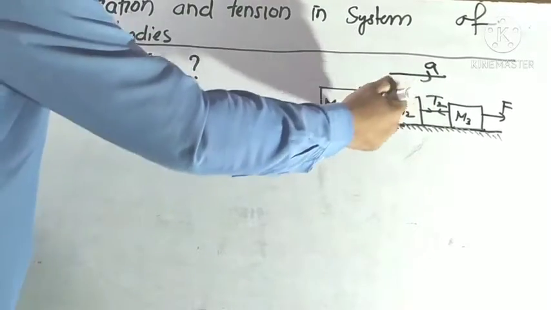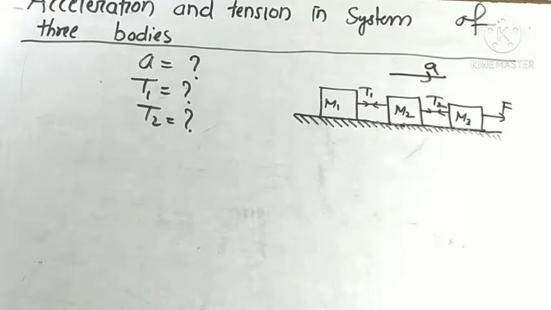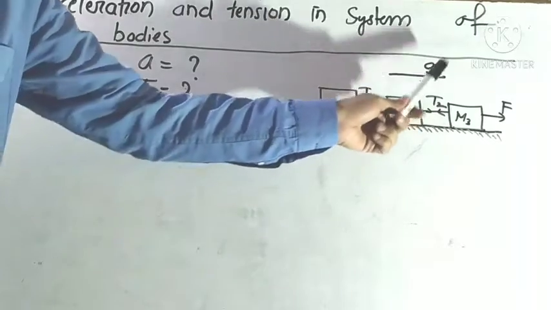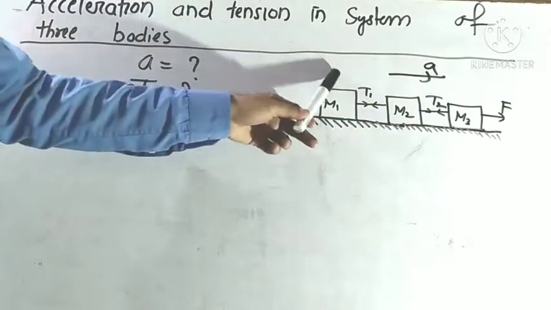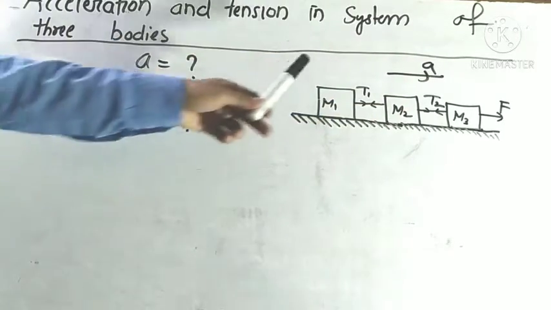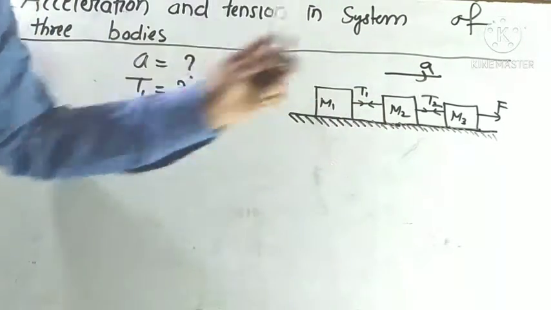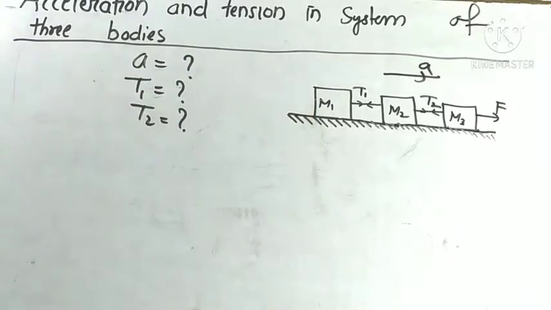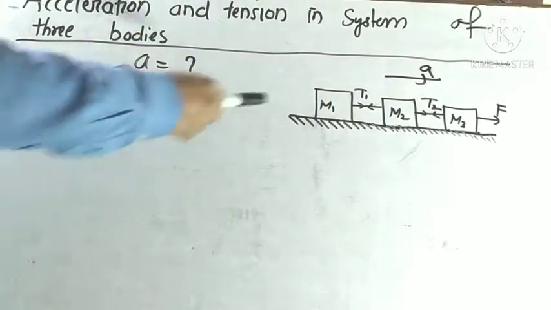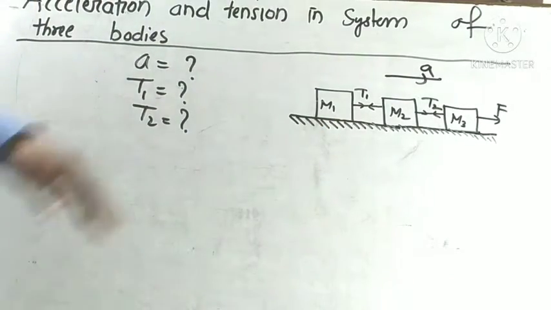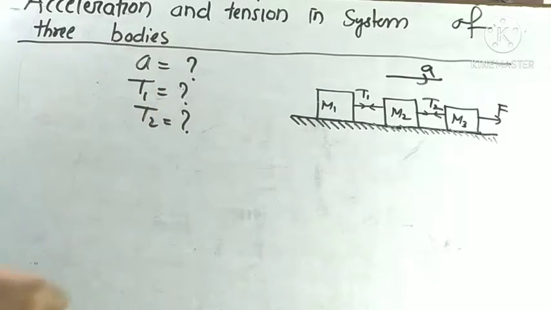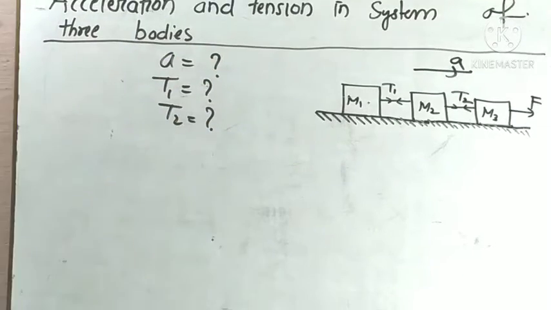I repeat it again. Here we take three bodies having masses m1, m2 and m3, connected by two strings having tension T1 and T2, and all three bodies are placed on a frictionless table. A force is applied on the third body to produce acceleration, and all three bodies move with the same acceleration a. So there are three unknown quantities, and we have to find all of them.